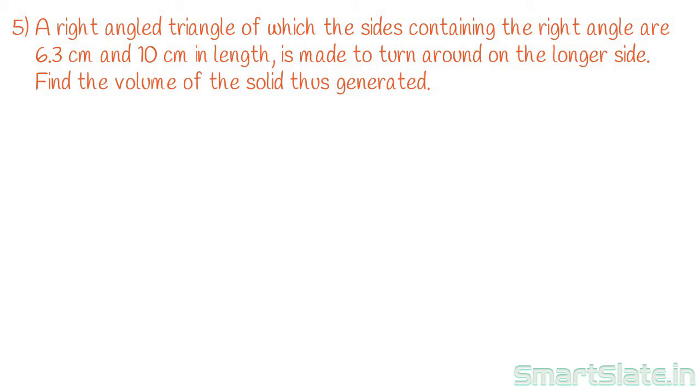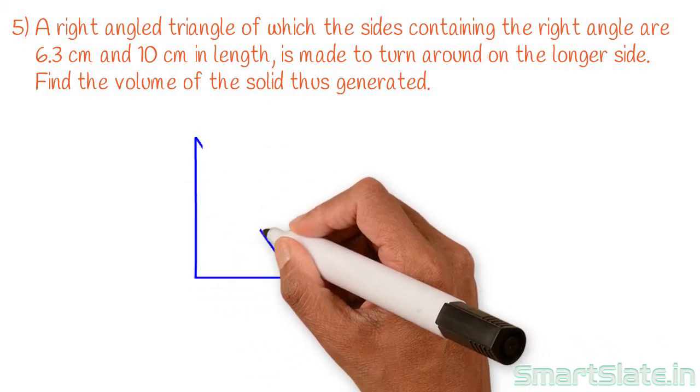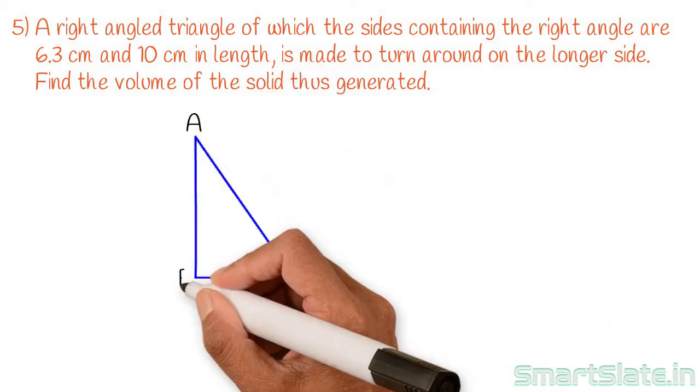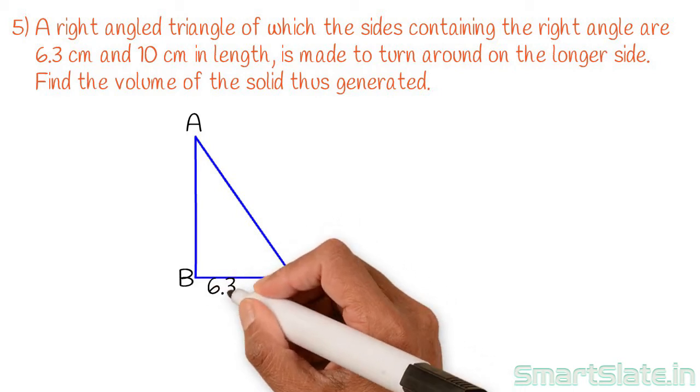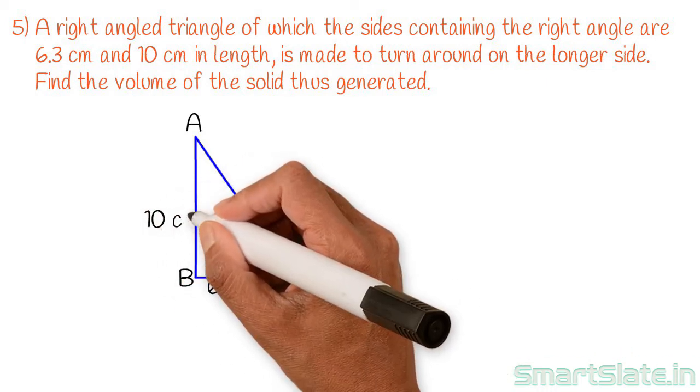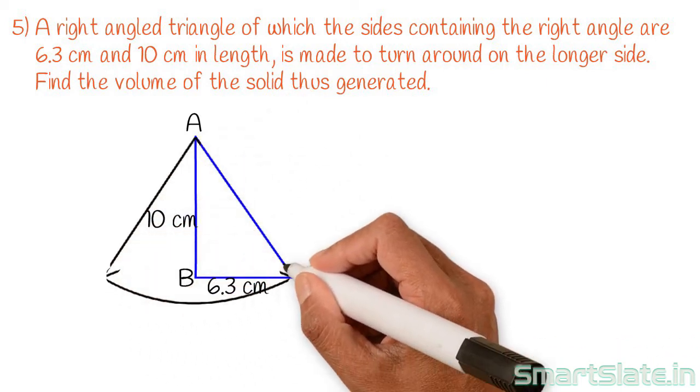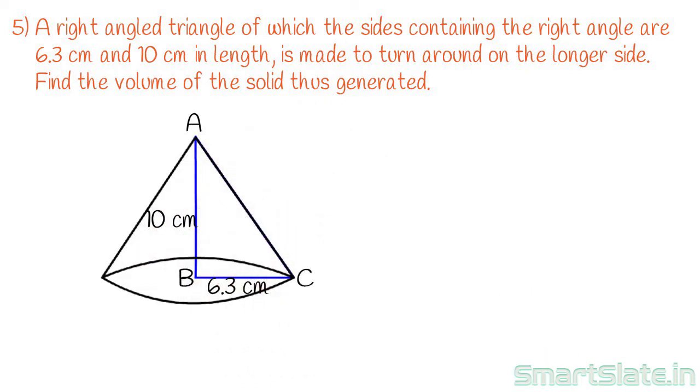Let me draw the triangle which is mentioned in this problem. This is the right-angled triangle, triangle ABC, right angled at B. According to the given data, the lengths of the sides containing the right angle are 6.3 centimeters and 10 centimeters. This would be the cone formed when the triangle is made to turn around on the longer side. This is the slant height of the cone. We are supposed to find the volume of the cone.